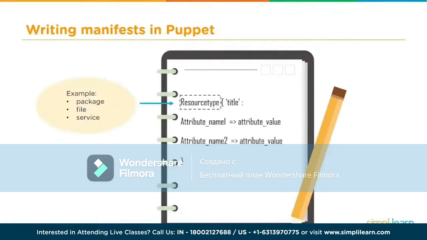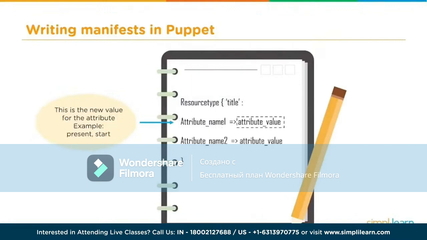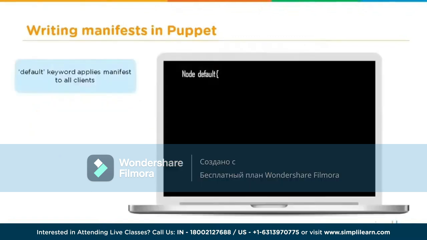You start off with a package, file, or service as your resource type, and then you give it a name, and then you look at the features that need to be set, such as IP address. Then you're actually looking to have a command written, such as present or start. The manifest can contain multiple resource types. If we continue to write our manifest in Puppet, the default keyword applies a manifest to all clients.